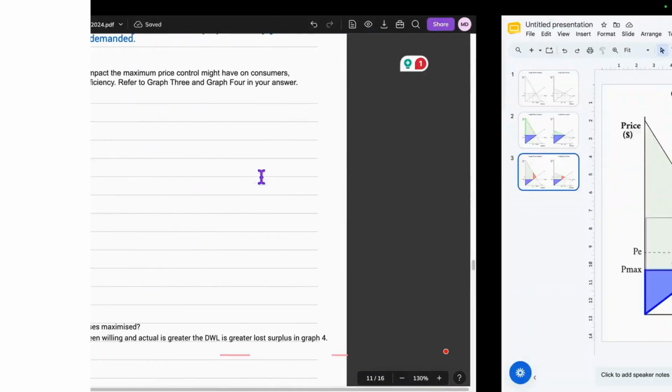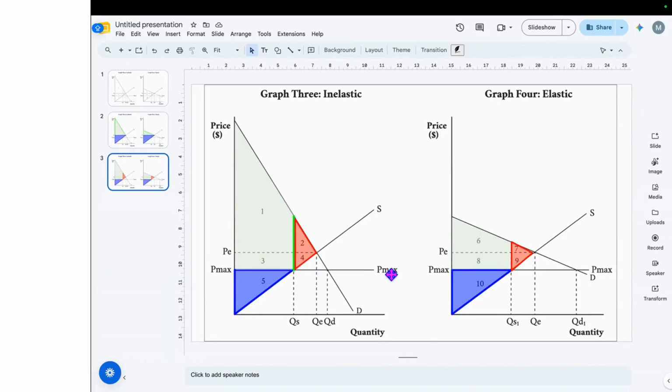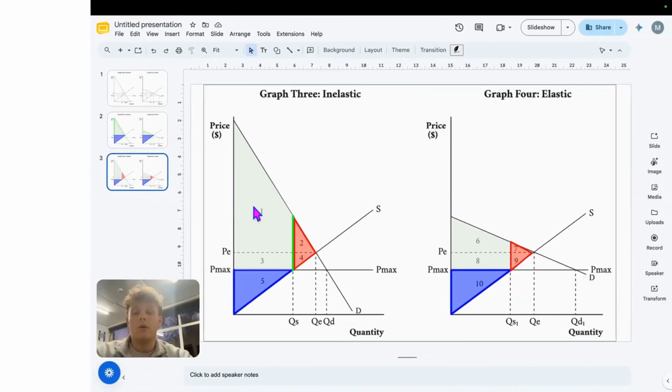Then we talk about overall. So for the consumers, they've lost 2 but they've gained 3, so overall they're better off as the area lost is smaller than the area gained. And then the same on this side, the area lost of 7 is smaller than the area gained of 8, so they're better off. Producers have price and quantity overall, so the price decrease has made them worse off, and the quantity decrease has made them worse off. So overall, they're worse off from graph 3 and graph 4.